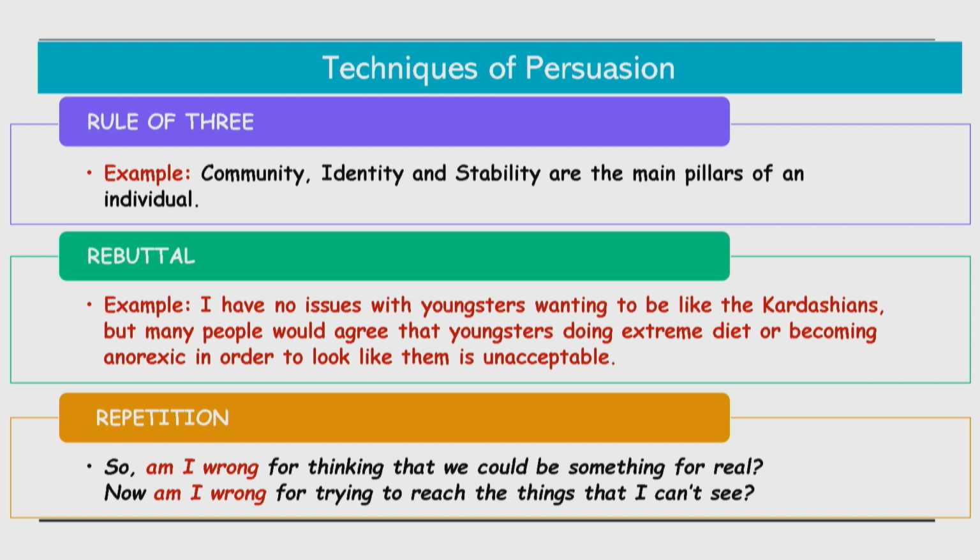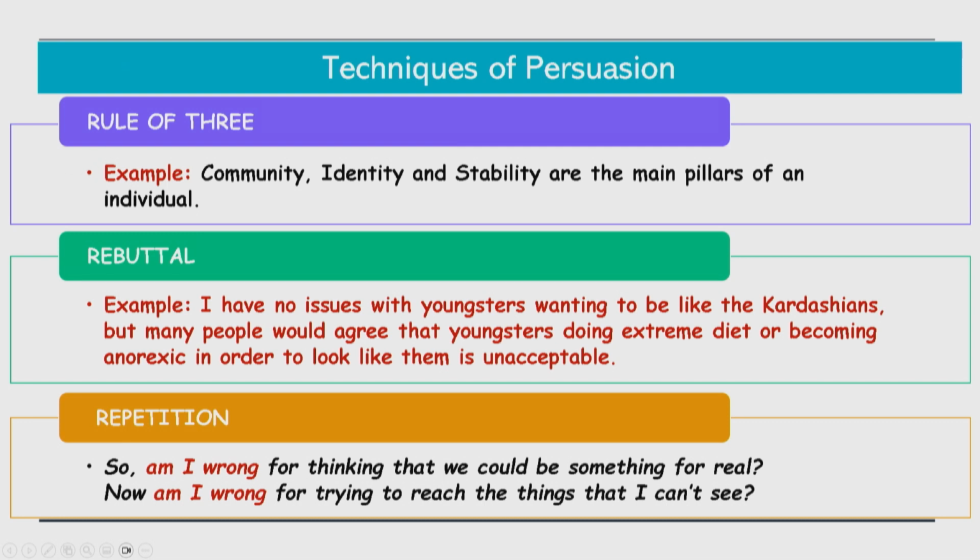Here are some techniques of persuasion that you could use in your body paragraphs. The rule of three makes use of three words or adjectives to create more impact. For example, community, identity, and stability are the three main pillars of an individual. The next one is rebuttal. A rebuttal is an argument against a point, idea, or opinion. It seeks to poke holes in or dismantle another argument.